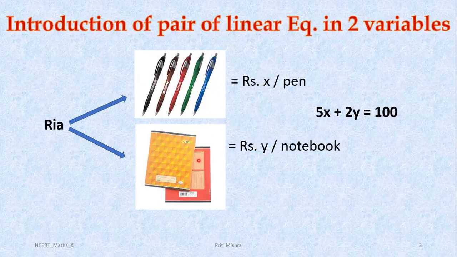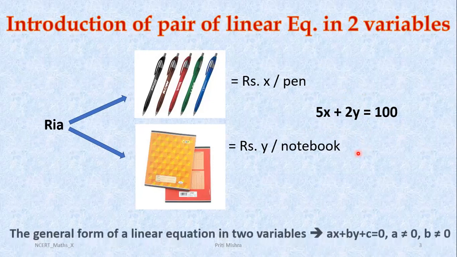5 into X plus 2 into Y. He got to know that he has to ask for rupees 100. Then he asked for rupees 100 to Ria. Ria paid the amount without asking individual cost of each item. Here you should notice that shopkeeper calculated amount just by doing this simple calculation. Here X and Y are two variables, and these two variables are having power only 1. That's why this is known as a linear equation in two variables.